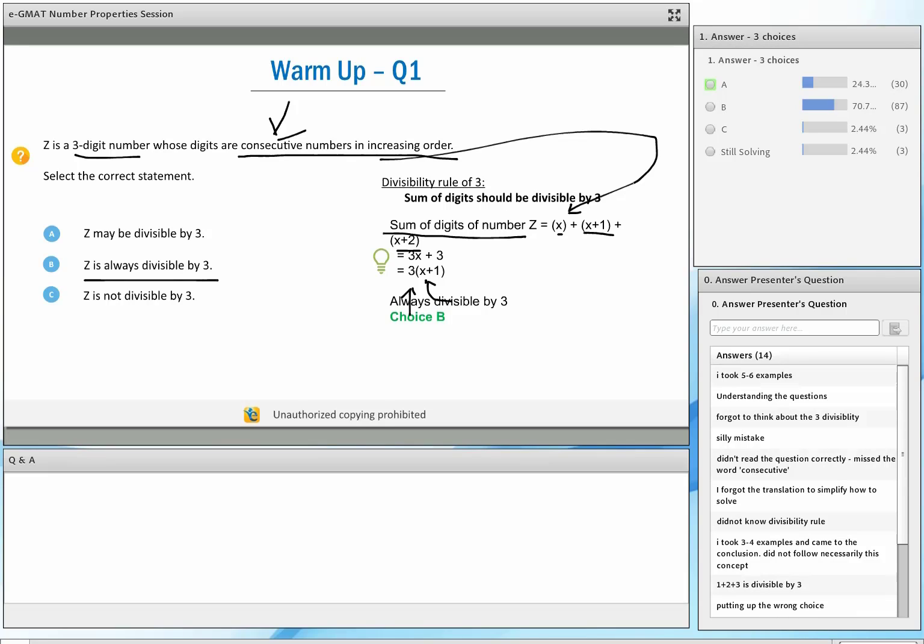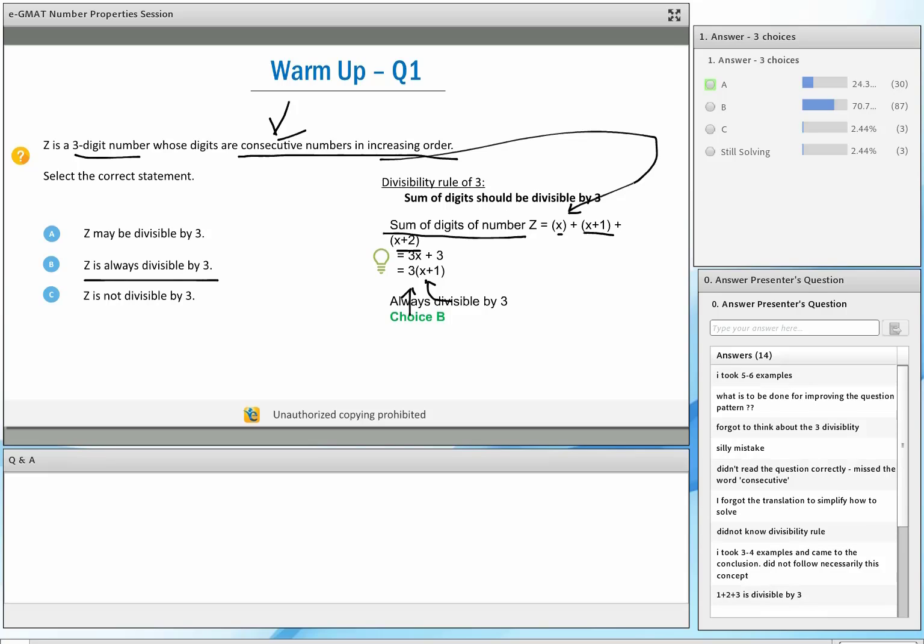So I want you to understand, and this is not just applicable to number properties, it's applicable across the board for all of quant. Whenever you're solving questions, whenever you're learning something, make sure that you identify the right cause behind you making a mistake, and then fix that cause. So that causality is very, very important.